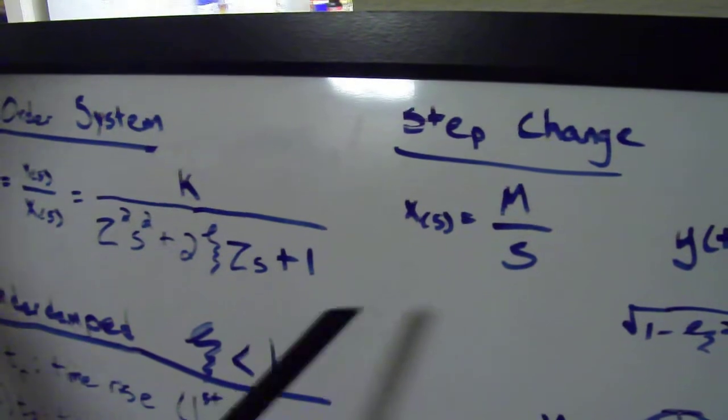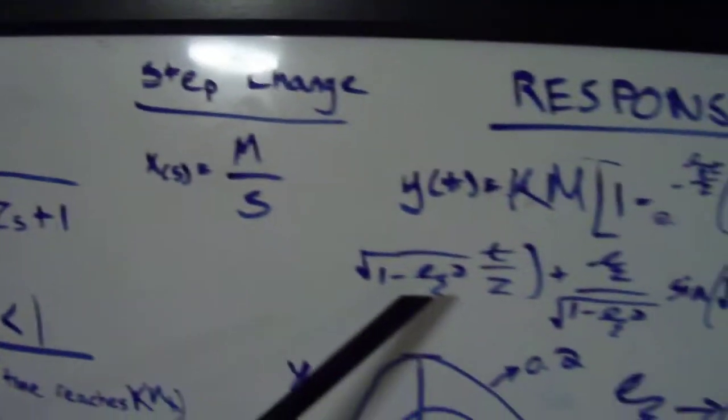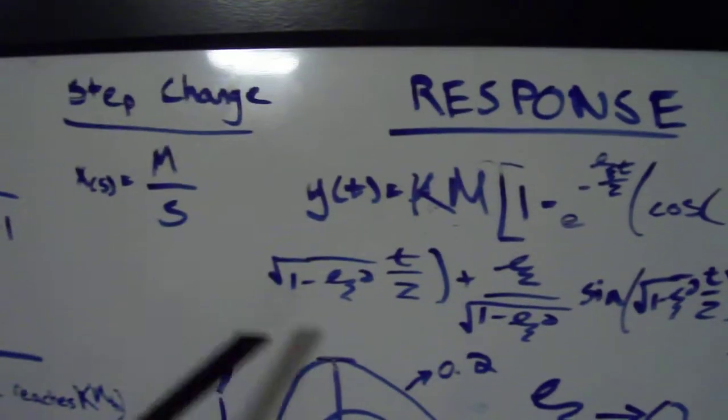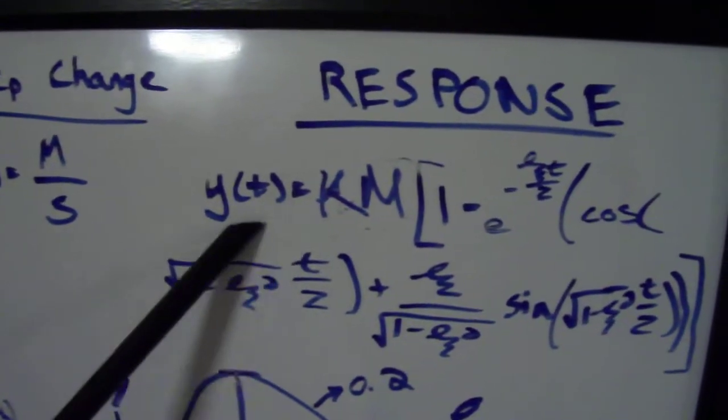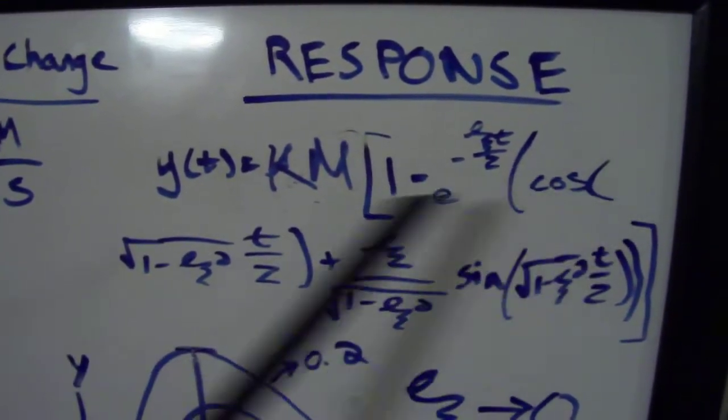Since our system is underdamped and we're introducing it to a step change of magnitude m, this is going to be our mathematical response. Y is our output. Now it's a function of t, time, because we took the inverse Laplace of it, and it's equal to this equation right here.